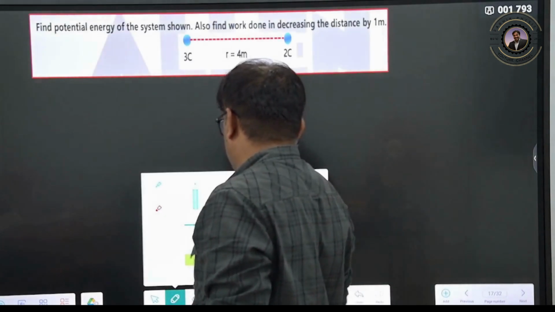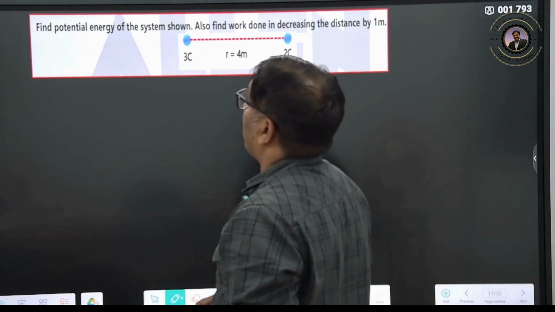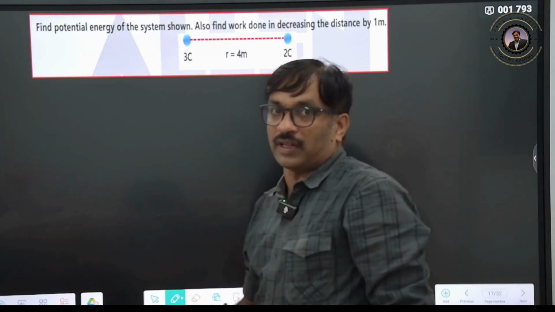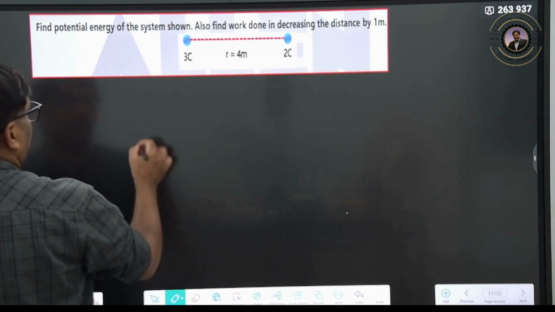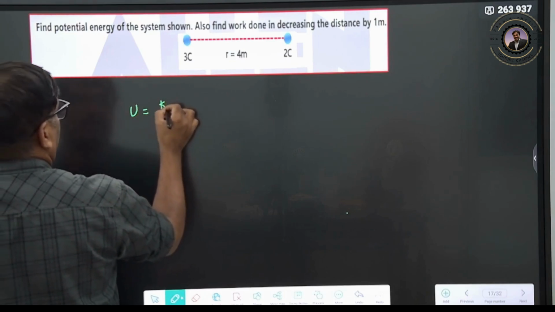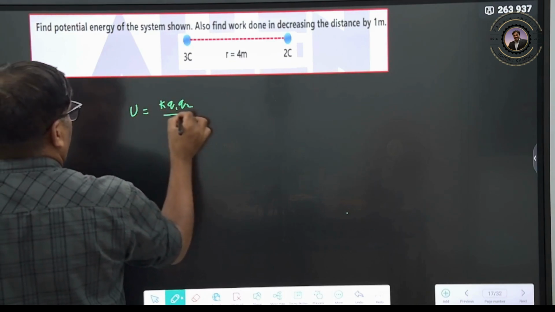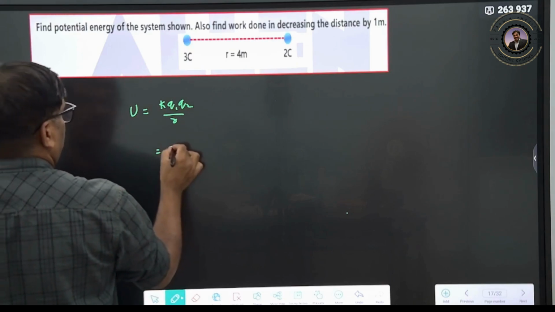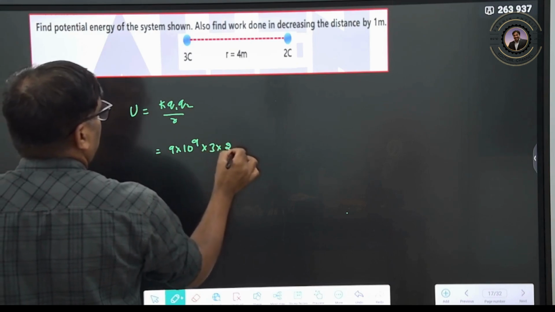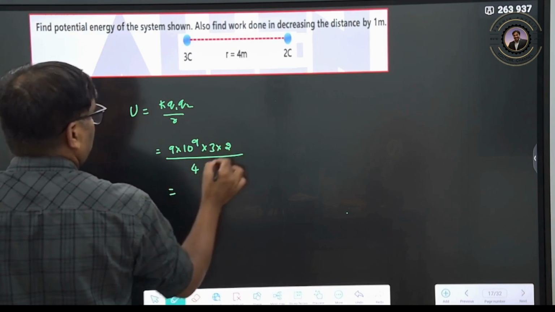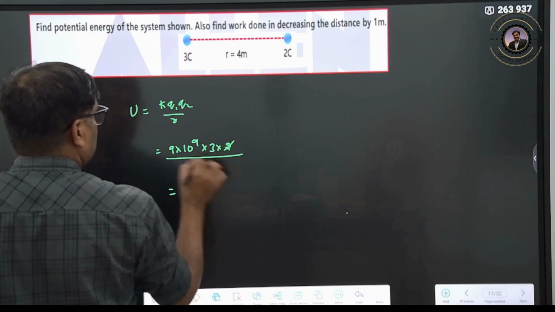Students, we will do one more question here. What is given in this question? Find the potential energy of the system. First of all you have to calculate the potential energy of the system. There is no other electric field. What is the potential energy formula? K Q1 Q2 by R. K is how much? 9 into 10 to the power 9. Q1 is how much? 3 coulomb into 2 coulomb divided by 4. So how much will it be now? This is 2.